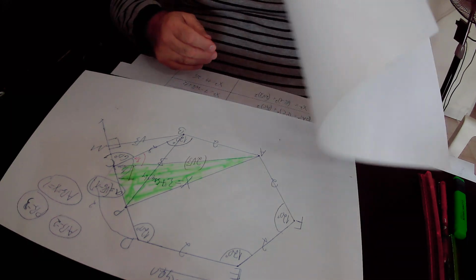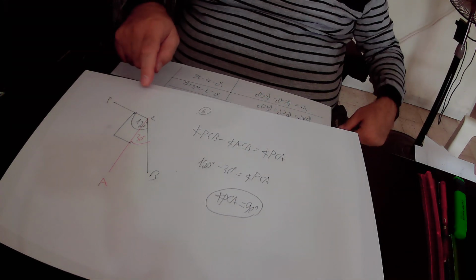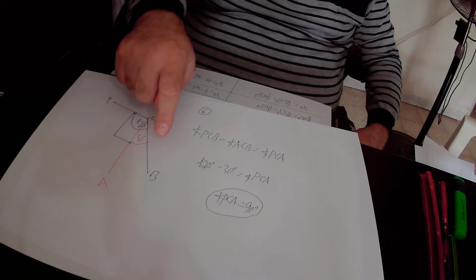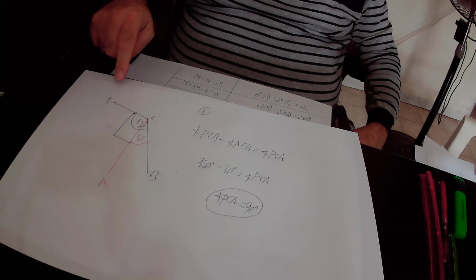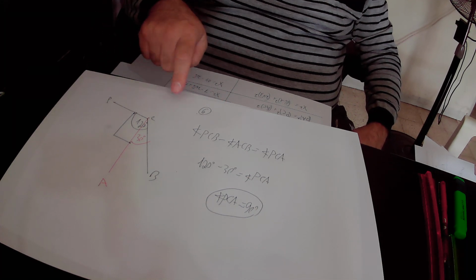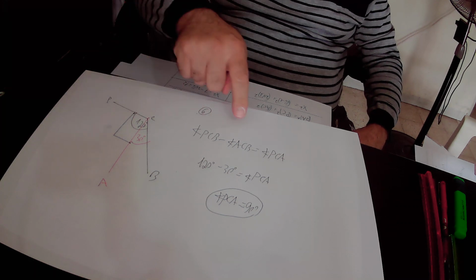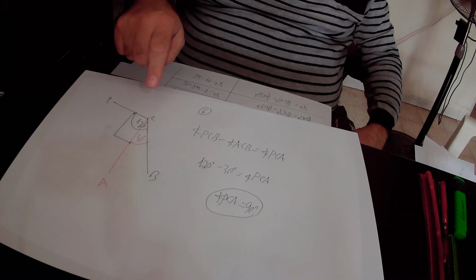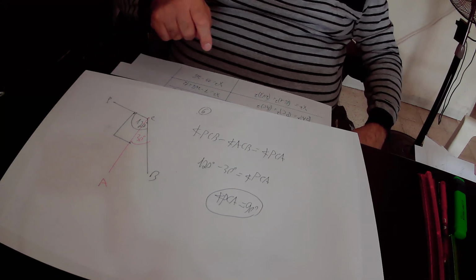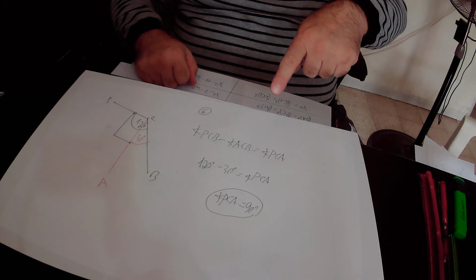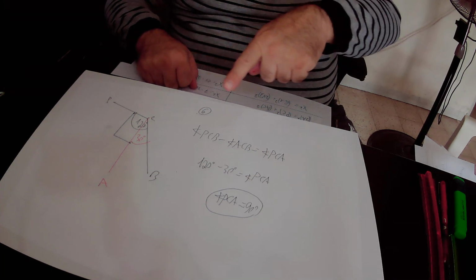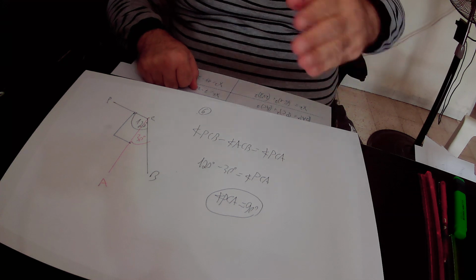Repeating again, we have the big angle PCB that is equal to 120 degrees, and the small angle ACB that is equal to 30 degrees. Therefore, the missing angle PCA equals the big angle PCB minus the small angle ACB. So PCB is 120 degrees, ACB is 30 degrees, therefore the missing angle PCA equals 120 degrees minus 30 degrees, that is 90 degrees.